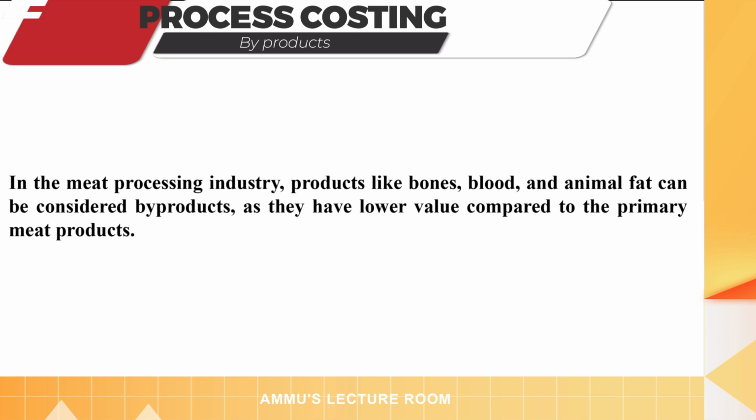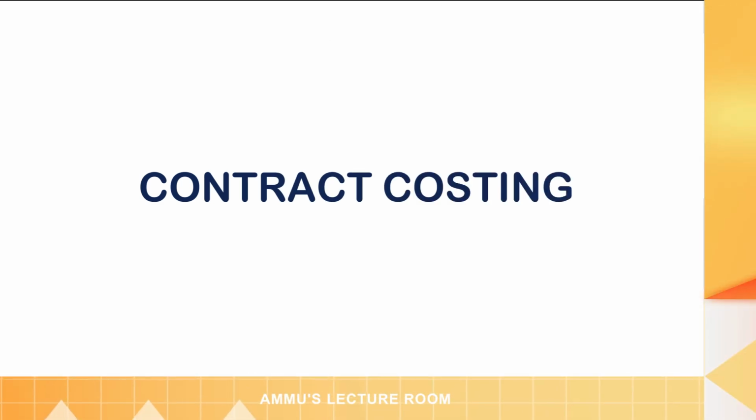For example, in the meat processing industry, products like bone, blood, and animal fat can be considered byproducts as they have lower value compared to the primary meat products. Next one is contract costing.